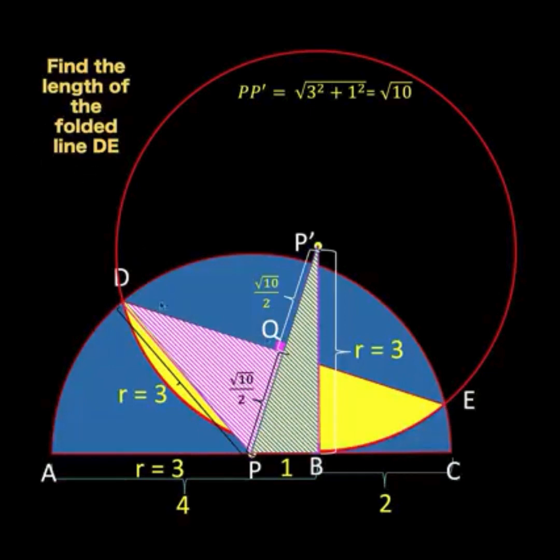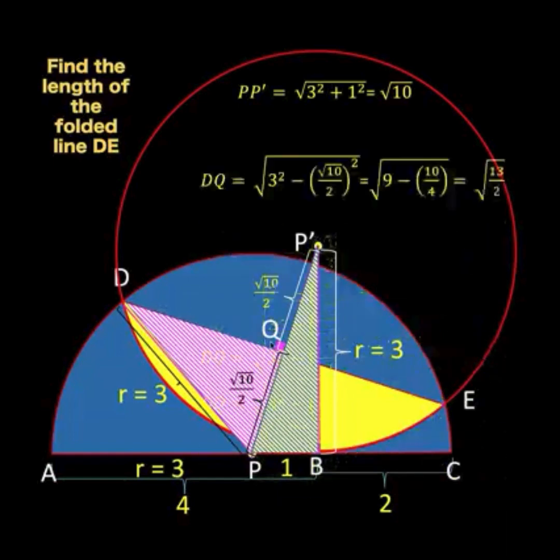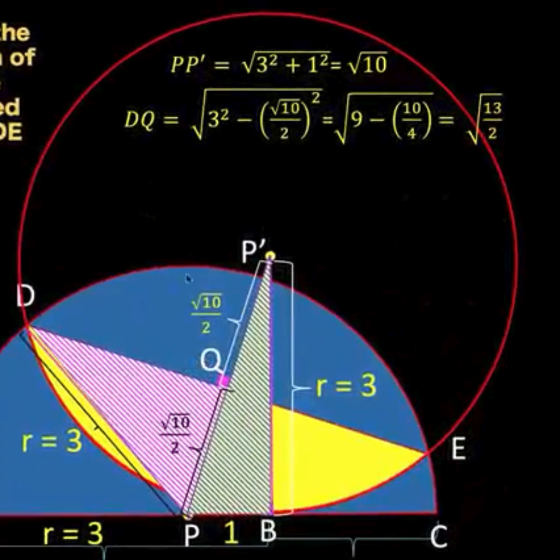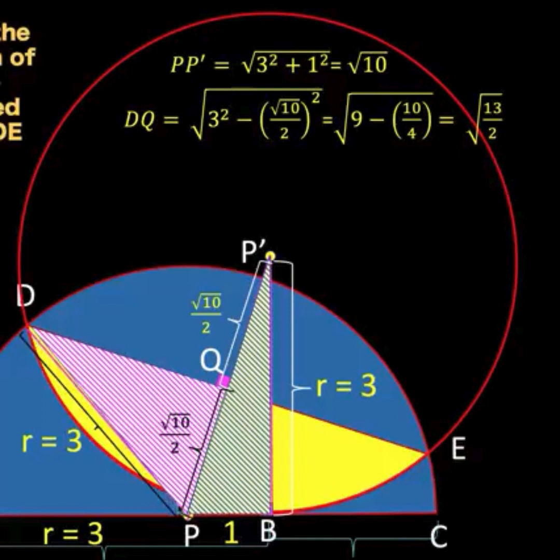So let's solve now for the length of DQ using the Pythagorean theorem. So DQ is equal to the square root of the square of the hypotenuse, which is 3 squared, minus the square of the leg, square root of 10 over 2. 3 squared is equal to 9. The square of the square root of 10 is 10, and the square of 2 is 4. And simplifying, we arrive at the square root of 13 over 2.